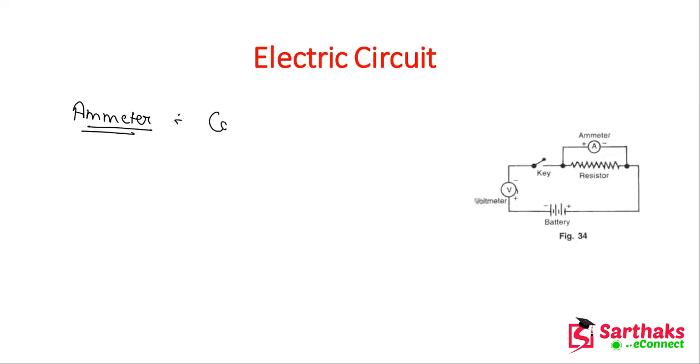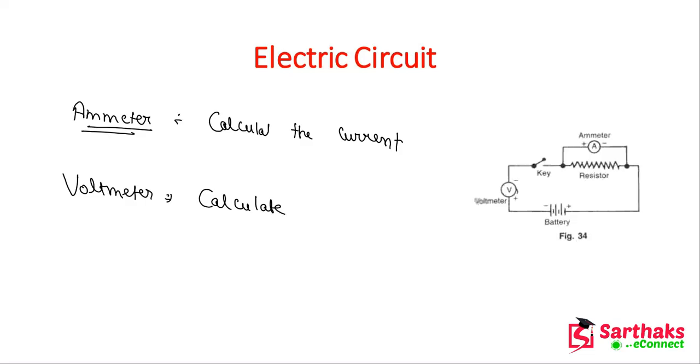So the ammeter is used to calculate the current, and the voltmeter is used to calculate or measure the voltage.